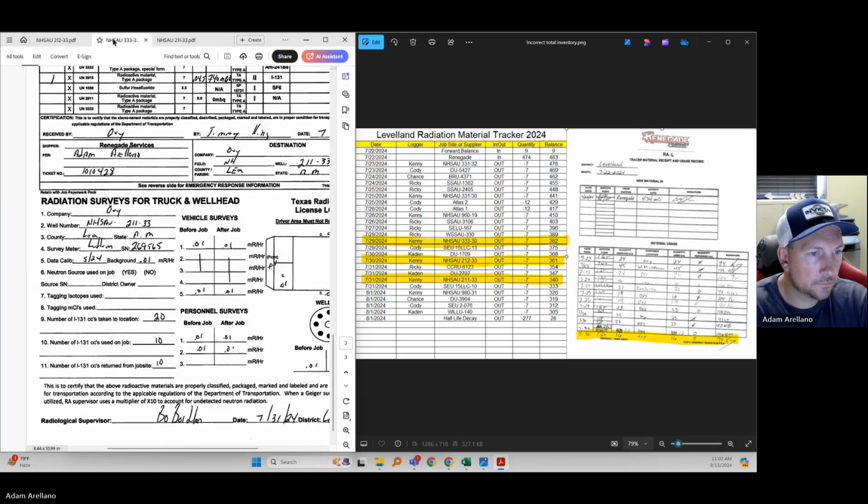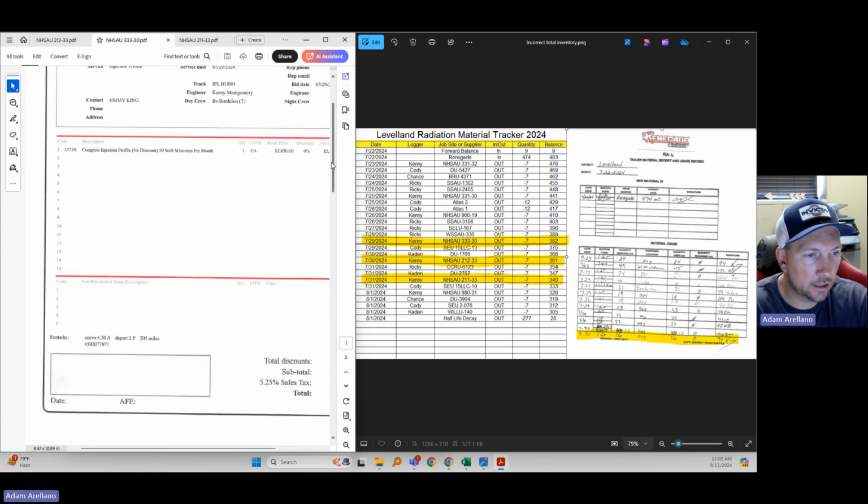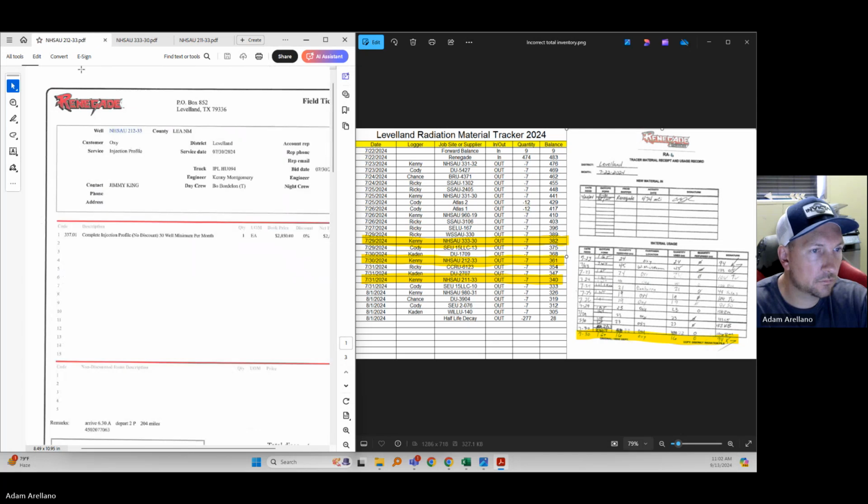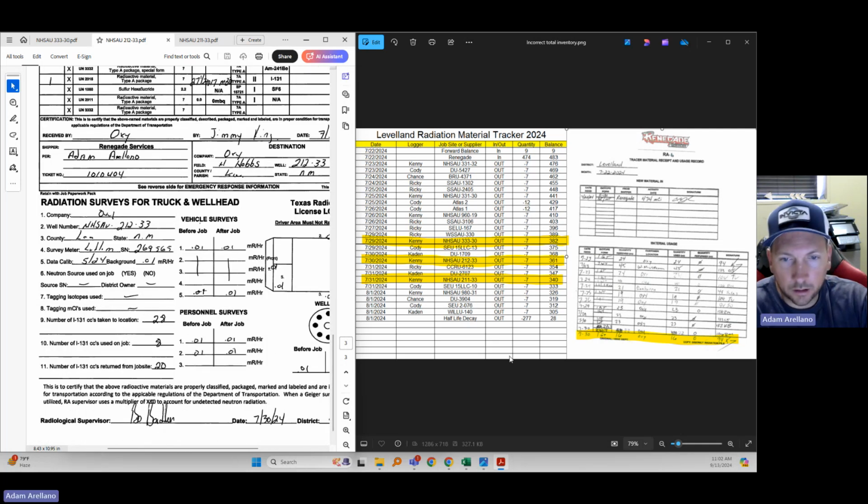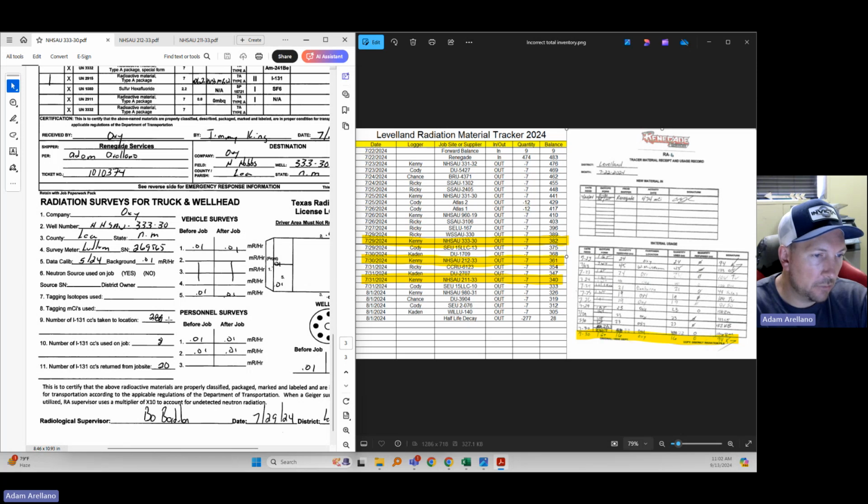731, 729, 730. All right, so on the 29th, Kenny and Bo logged to Hobbswell, which is this one here. He had 28 millicurie, used 8, has 20 left. Perfectly fine. On the 30th, Kenny checked out 16 millicurie.